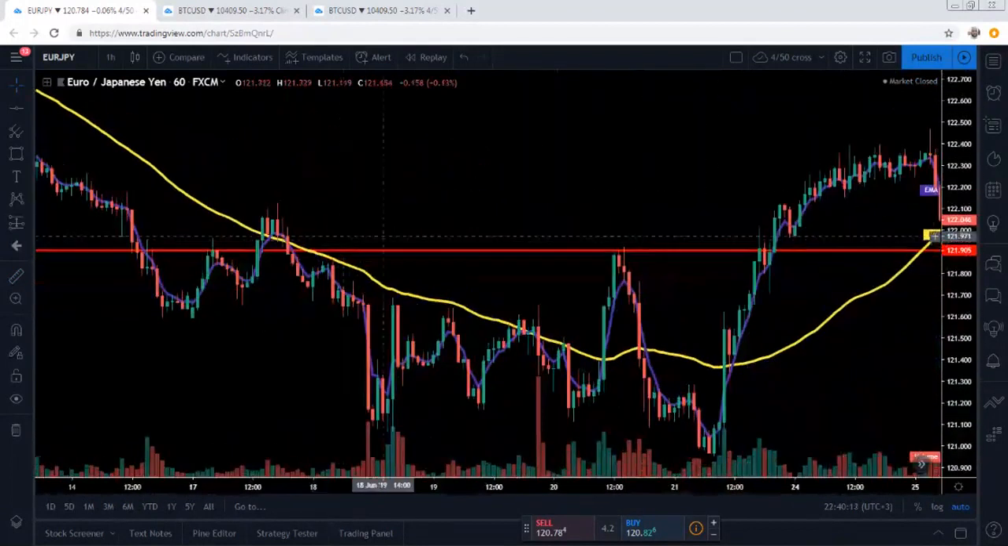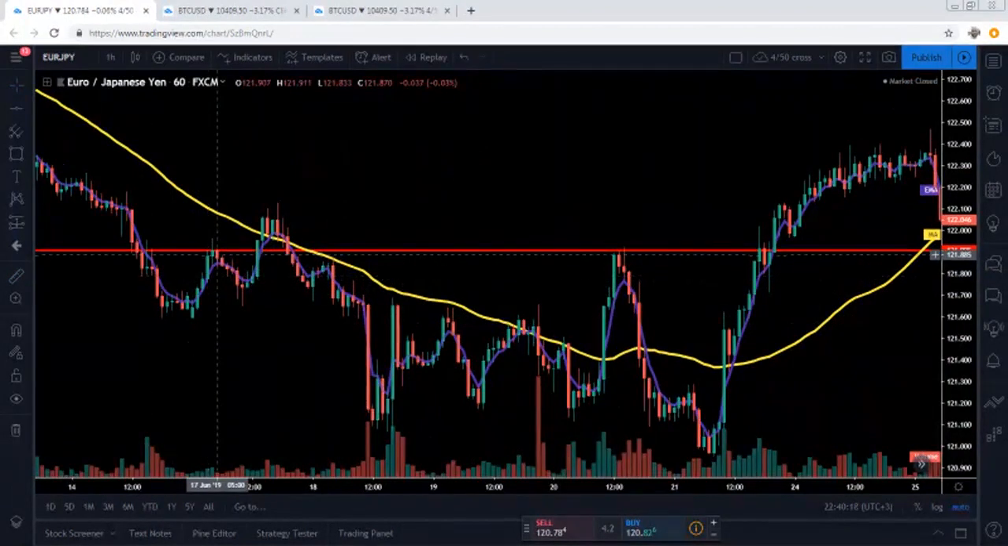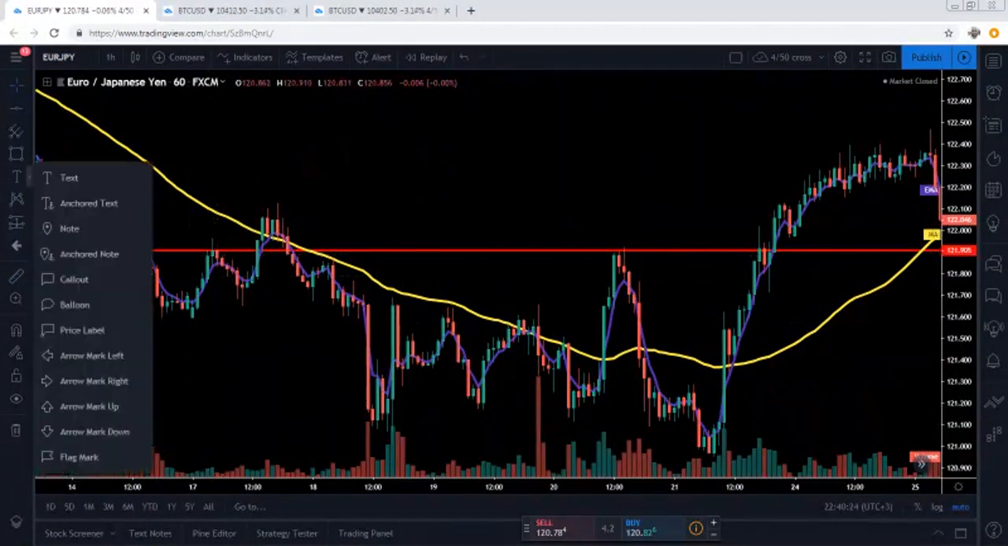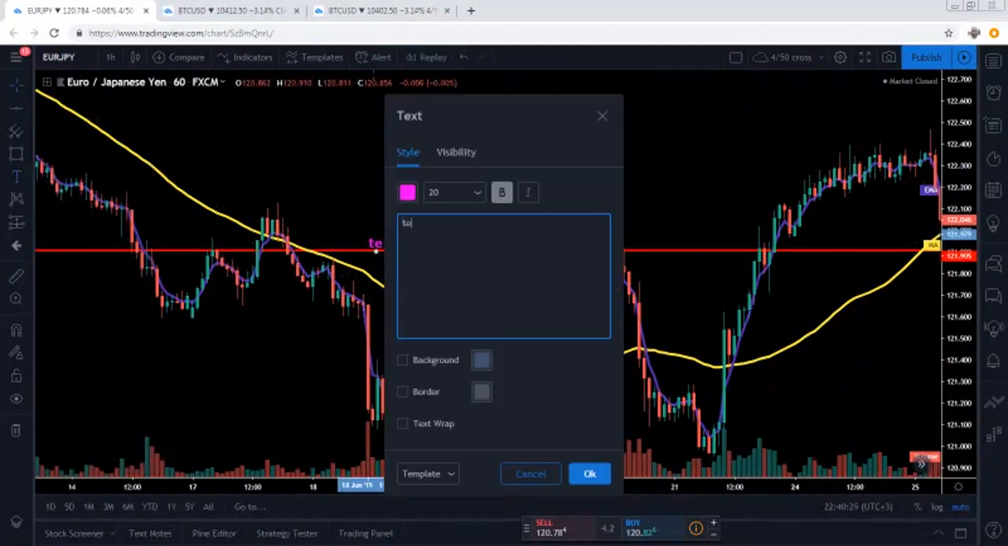Bullish, bearish, lower high, lower low, leaving the zone. You can take the first teacup and the second teacup, normally from a zone. Come over here, use the text tool, put it here, and say teacup zone at 121.905.